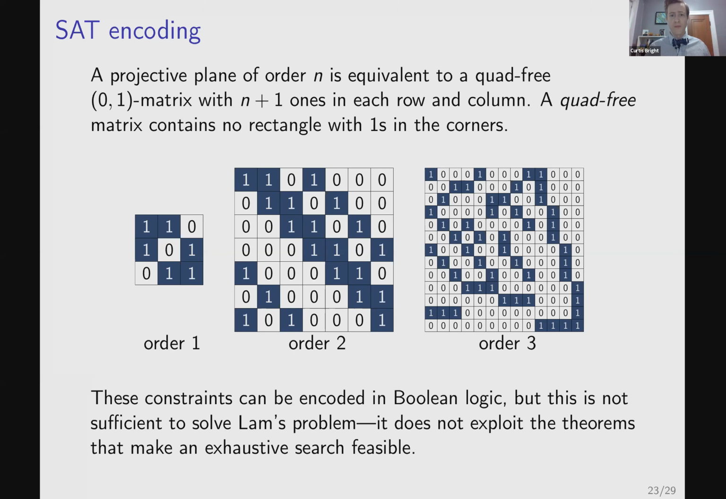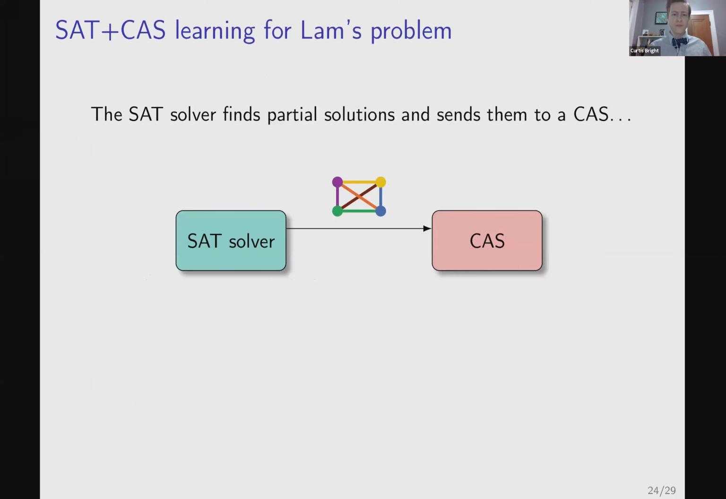And the problem is, Lam could solve this in the 80s. Why can't a SAT solver solve it? Well, it doesn't know the mathematics. And so here is exactly why we had to use the CAS. And one of the primary ways we use the CAS is shown on the slide here. So again, the SAT solver is finding partial solutions. It's assigning some variables to true, some variables to false, and some variables undefined. Eventually, you're going to define a partial projective plane.